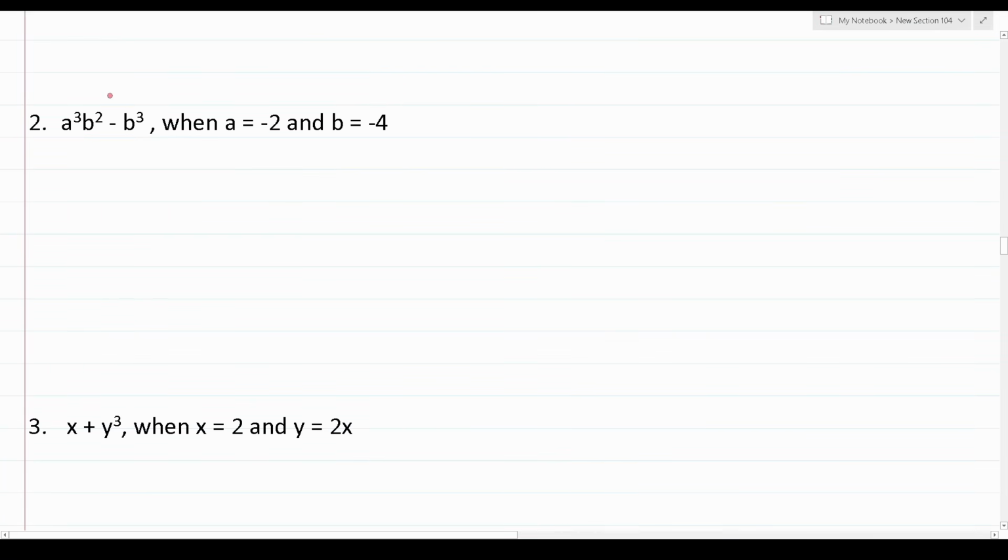All right, so number 2, as you can see, says evaluate the expression a to the third b squared minus b to the third when a is -2 and b is -4. So not surprisingly, I'm going to start this one by copying our expression off to the right here. Again, our expression was a to the third times b squared minus b to the third. And we're told to let a equal -2 and b be -4.